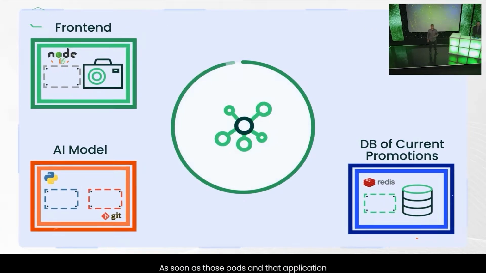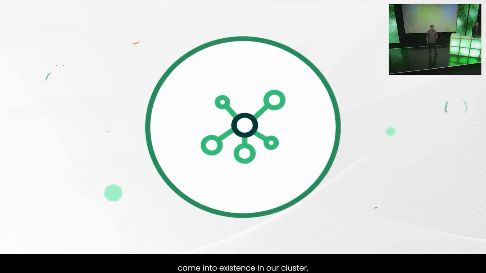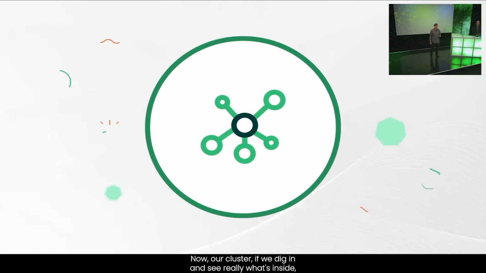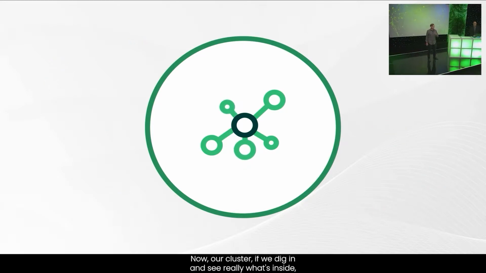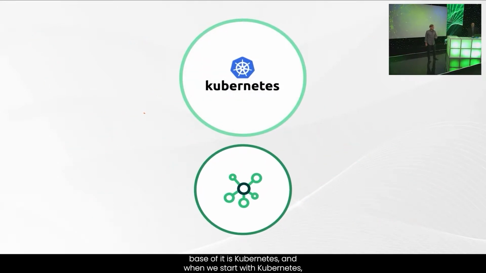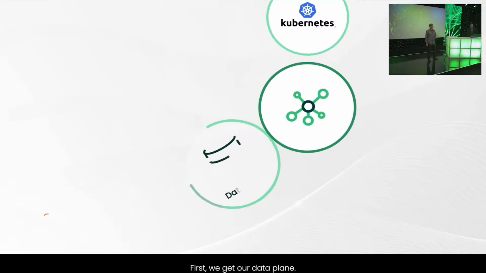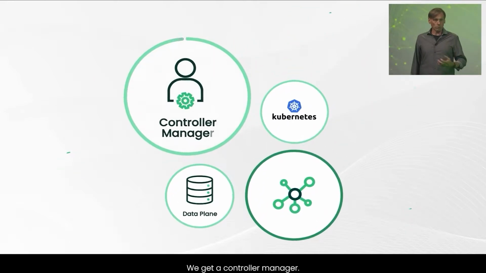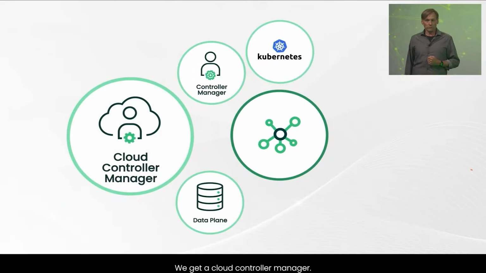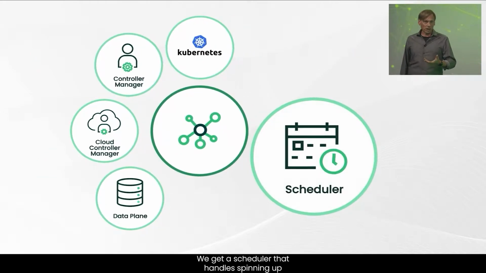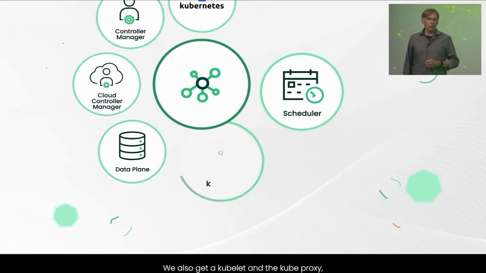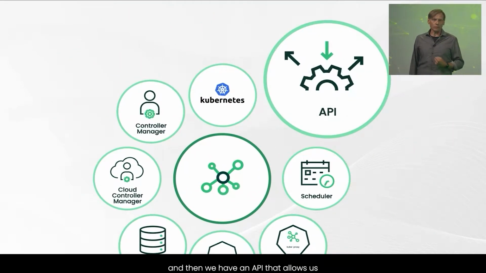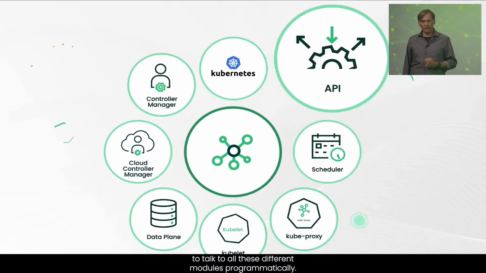As soon as those pods and that application came into existence in our cluster, it automatically inherited a whole bunch of cool benefits. Now, our cluster, if we dig in and see really what's inside, base of it is Kubernetes. And when we start with Kubernetes, we get a couple cool things. First, we get our data plane. We get a database in which Kubernetes is going to store the information. We get a controller manager. We get a cloud controller manager. We get a scheduler. That handles spinning up and spinning down pods and services. We also get a kubelet and the kube proxy. And then we have an API that allows us to talk to all these different modules programmatically.